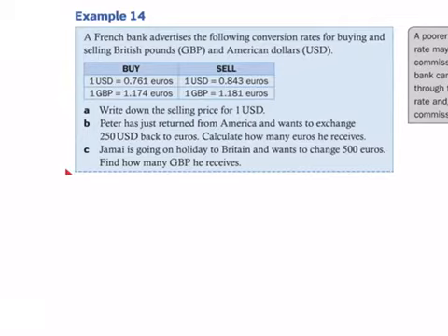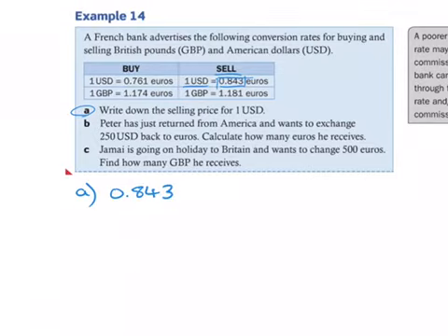So what we're going to do is go through this one at a time. Well, part A is quite nice, we can just read that off. Write down the selling price for $1 US. Sell $1 US, and we want this value here, 0.843. So for part A, it's 0.843. That was a nice and straightforward start for us.